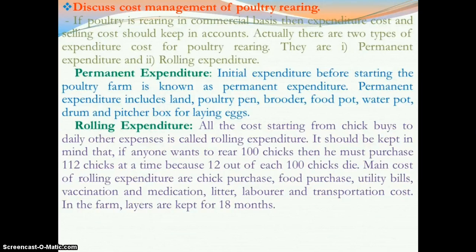It should be kept in mind that if anyone wants to rear 100 chickens, then he must purchase 112 chickens at a time, because 12 out of 100 chickens die. That means if you buy 100 chickens, we have to consider that 12 of them can die. So we have to buy 12 more chickens, and if they die, then the total should still be 100, otherwise it will be more than 100.